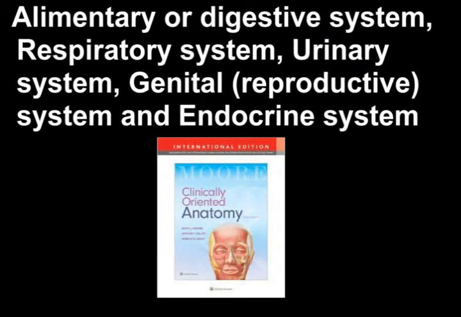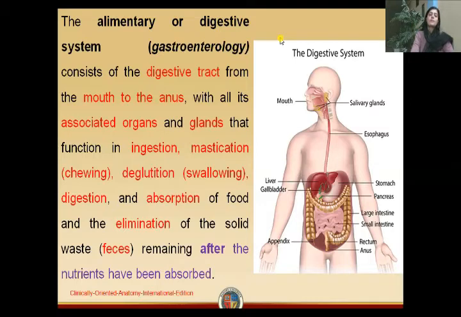So students, the next system which we are going to study in systemic anatomy is the alimentary system or the digestive system. The study of this alimentary or digestive system is gastroenterology. In this system, you will study the digestive tract, that is the tract from the mouth to the anus. We will also study the associated organs, the glands.